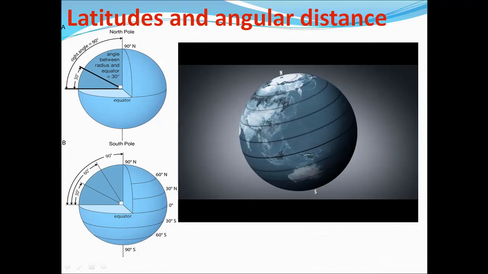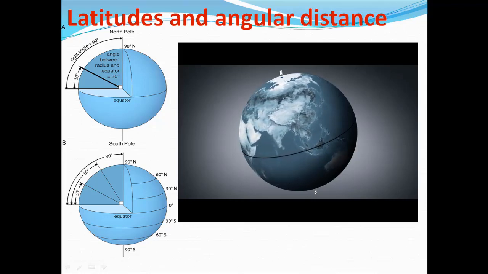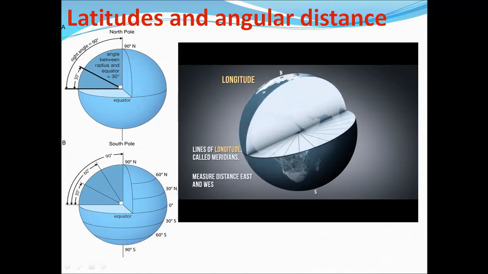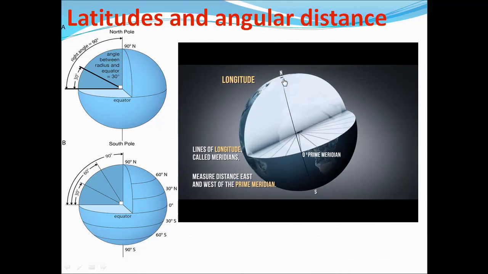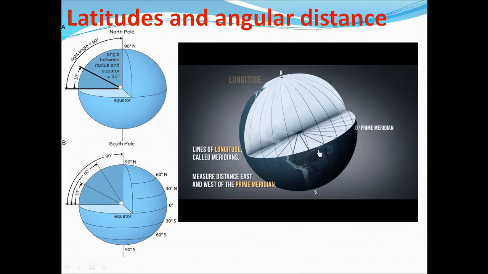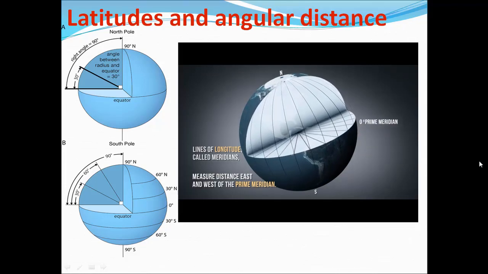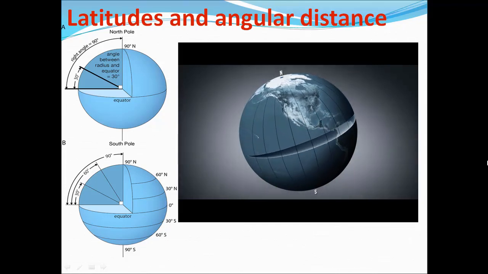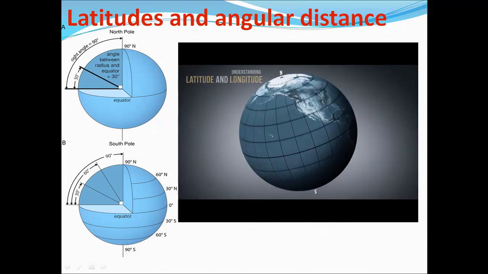Now we'll see, if we cut open the earth at the equator, one can measure the longitude as angular distance. From the center of the earth, keeping in mind the prime meridian, one can measure the angular distance toward the east of the prime meridian and the west of the prime meridian. As you can see, 60 degrees east, 60 degrees west. In this manner, we calculate the angular distance between longitudes. This is the result: the grid system.